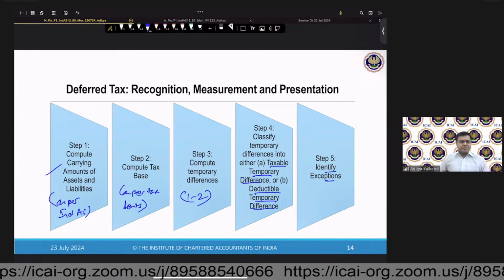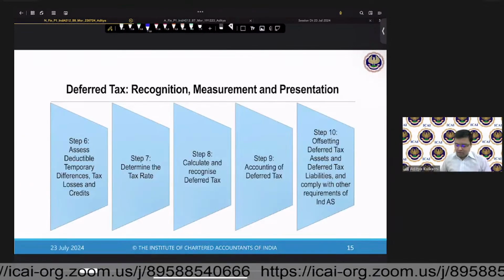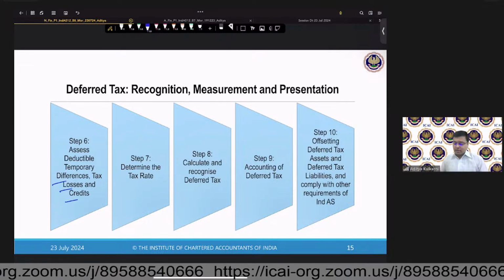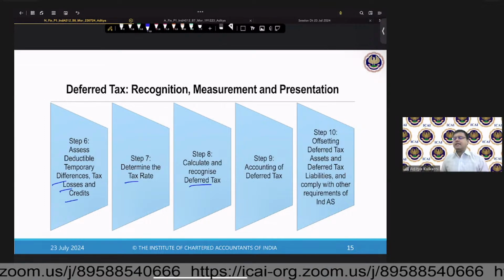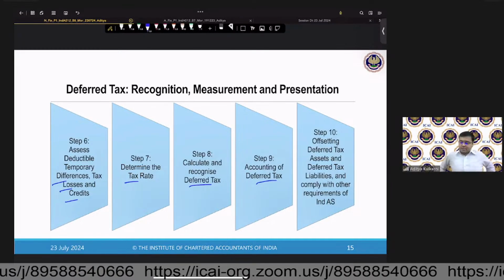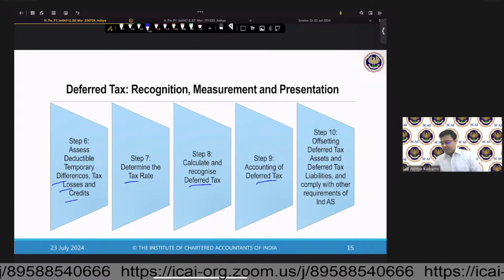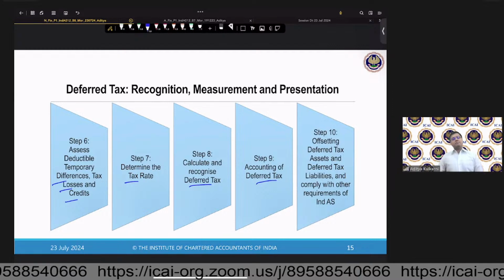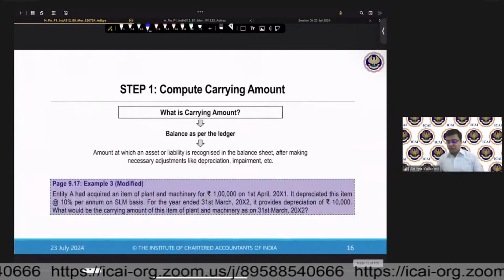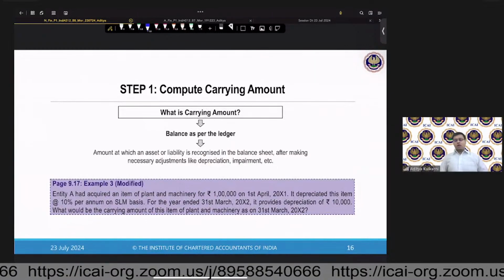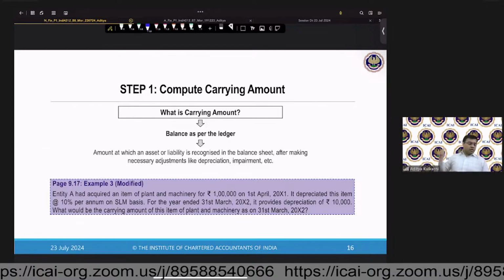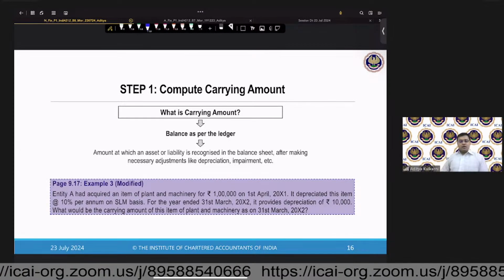Identify any exceptions. There are two or three exceptions. Assess deductible temporary differences, tax losses and credits. Determine tax rates, calculate and recognize deferred tax, accounting of deferred tax. And finally, offsetting DTA, DTL, and comply with other requirements. So these are the 10 steps that you have to follow. Yes. All right. Any doubts?